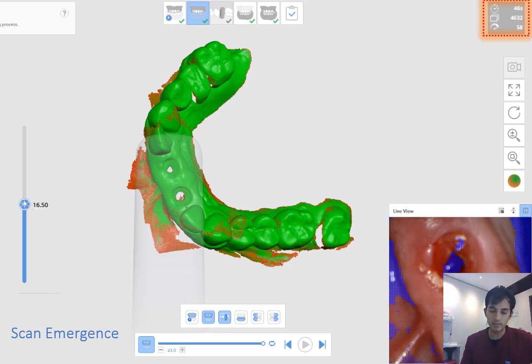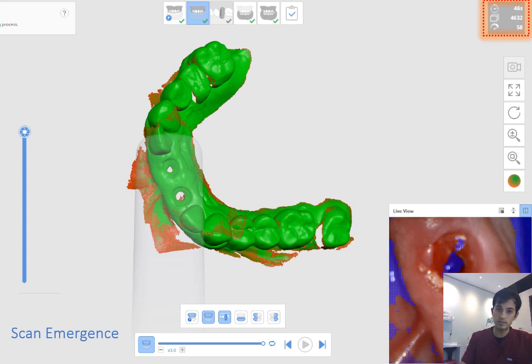When scanning the emergence profile around implants, you want to increase your scan depth. This is a setting on intraoral scanners. You want to increase it to as high as it will go. It just helps you capture those deeper areas a little better. It helps you capture these undercuts underneath the contact points a little bit easier and quicker.